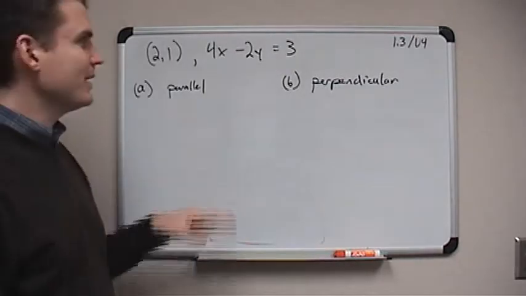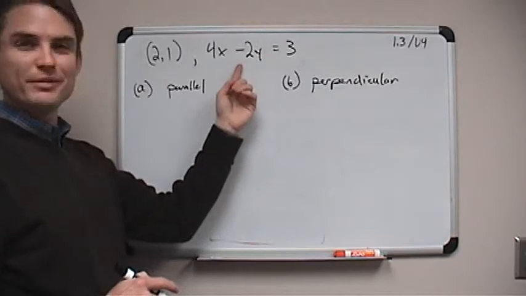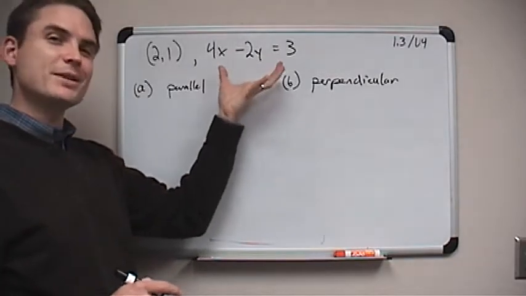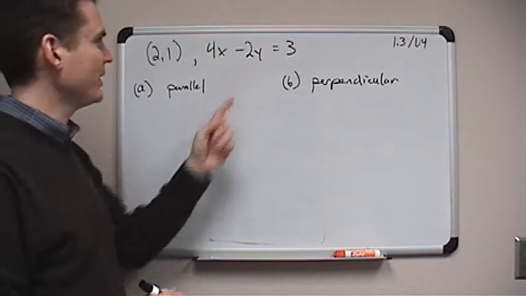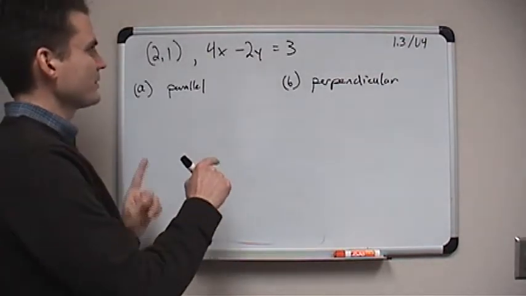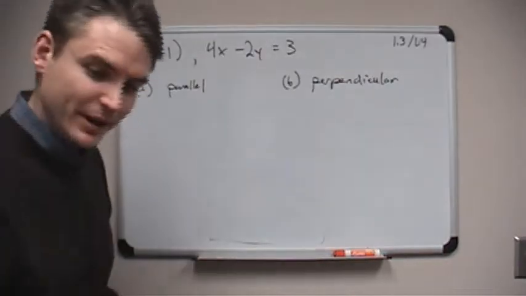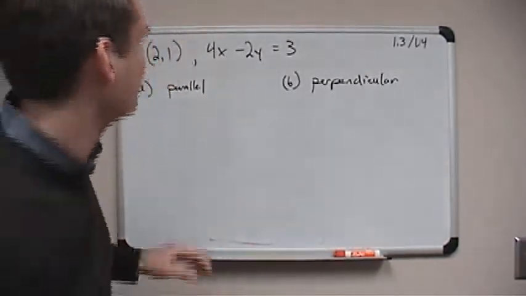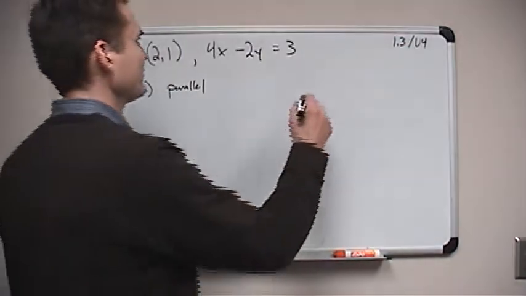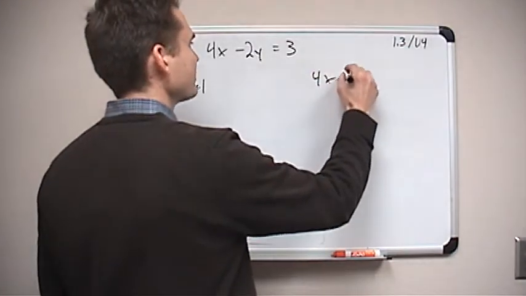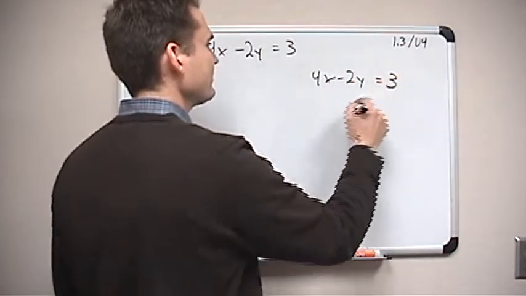So let's start with part A, but the first thing I need to do is find the slope of this line. It's kind of hard to see what it is just by looking at this equation, but it won't be hard if I solve this for y. Let me go ahead and erase, because I need a little bit more room on this one. Let me find the slope of this line. We've got the line 4x minus 2y equals 3.